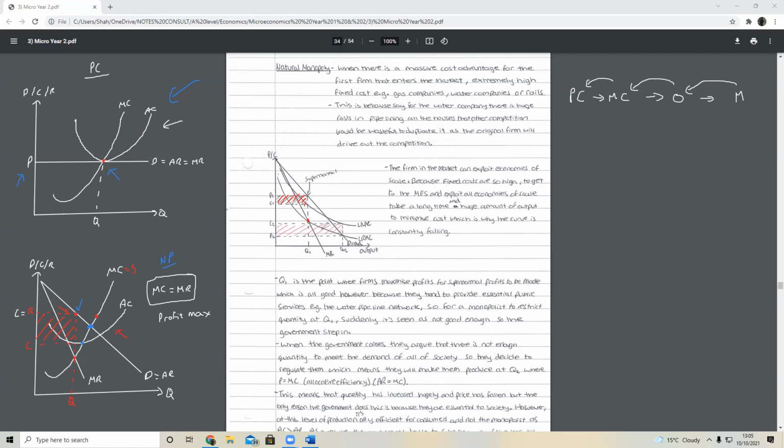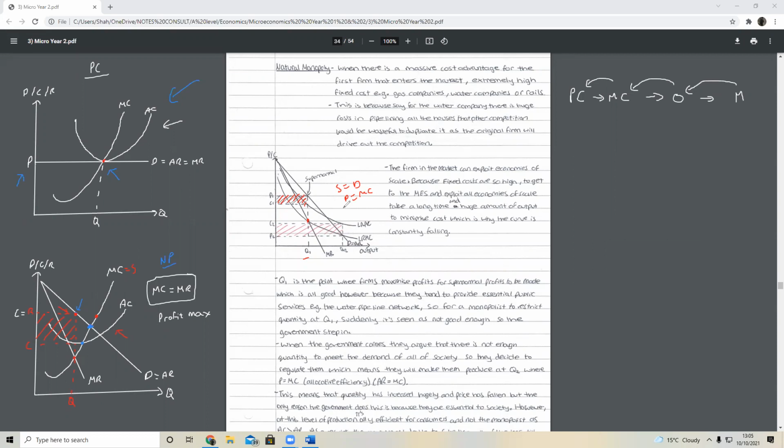But this is seen as not good enough, because I remember when I said natural monopolies are a necessity. So at producing at Q1, is everyone satisfied at Q1? No. Everyone is satisfied where supply is equal to demand, or where P is equal to MC, otherwise known as allocative efficiency, isn't it?